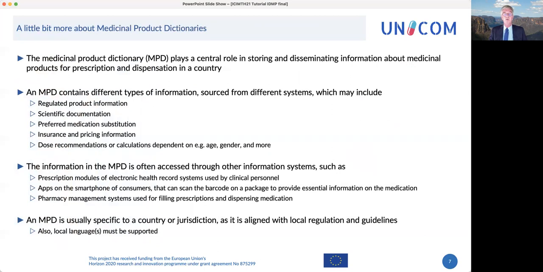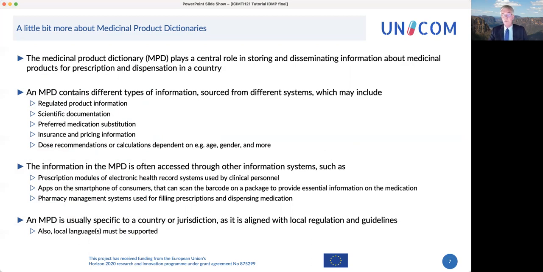But I'll tell you a little bit more about medicinal product dictionaries first, because they play a key role in actually storing and disseminating the information around medicinal products. Especially, they are the basis for all the information that's needed in a hospital or by a doctor or by a pharmacy in prescribing medication and actually filling a prescription for a patient. So what does a medicinal product dictionary contain? Here you have the 5 types of information that may be included in a medicinal product dictionary. Usually they do.